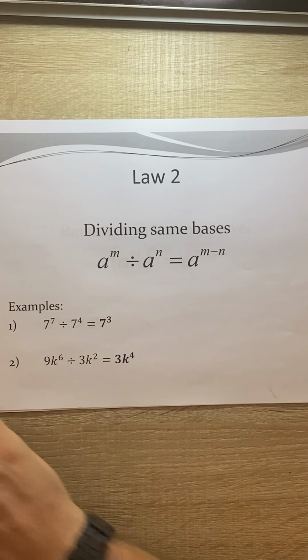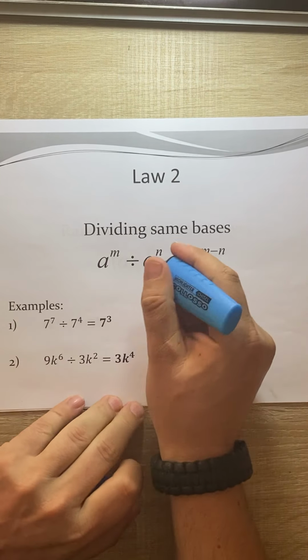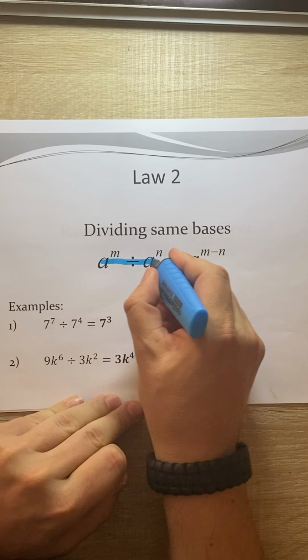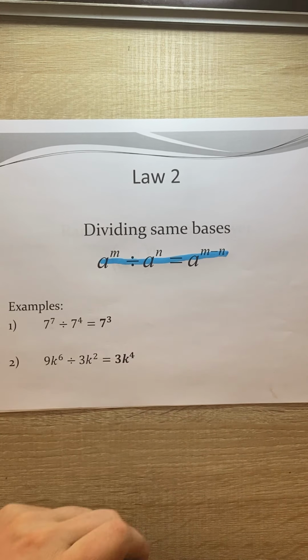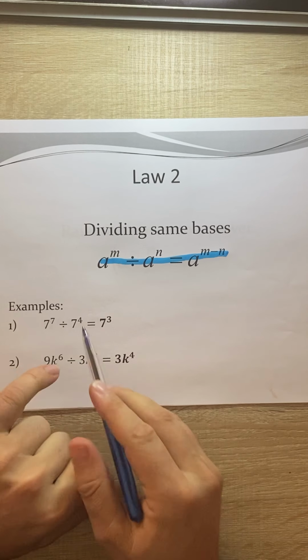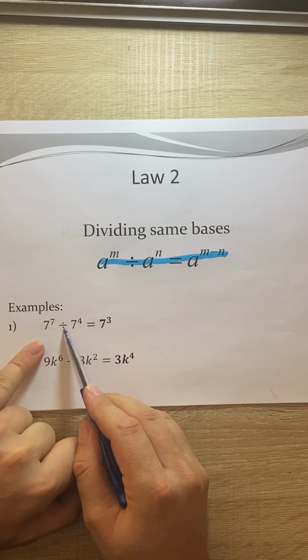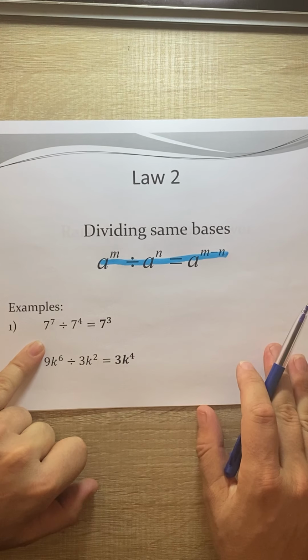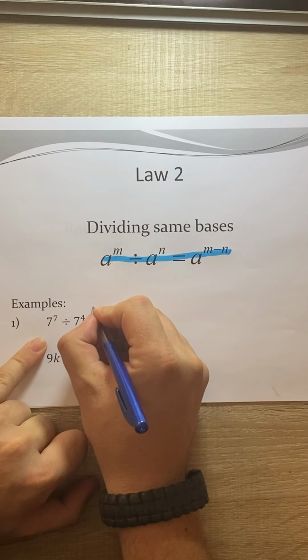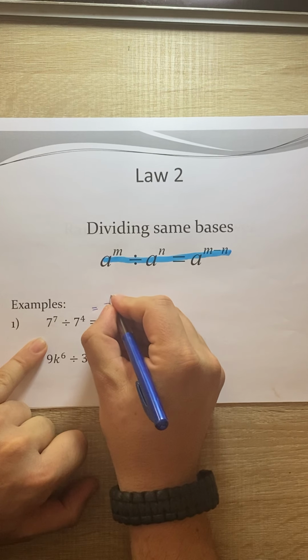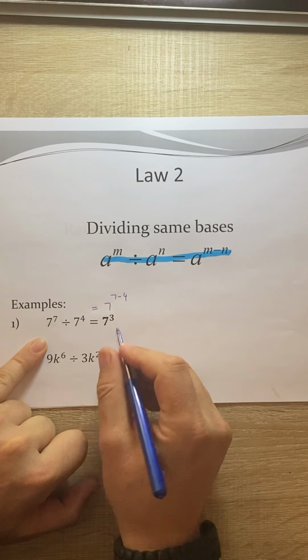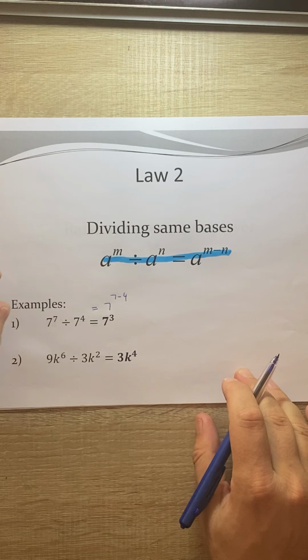Okay, your second law from last year, if you remember, if your bases are the same and you're dividing, you subtract the exponents. So over here, our bases are 7 and 7, and we're dividing. So therefore, we can subtract the exponents. So this would be 7 to the 7 minus 4, which will give us 7 to the 3.